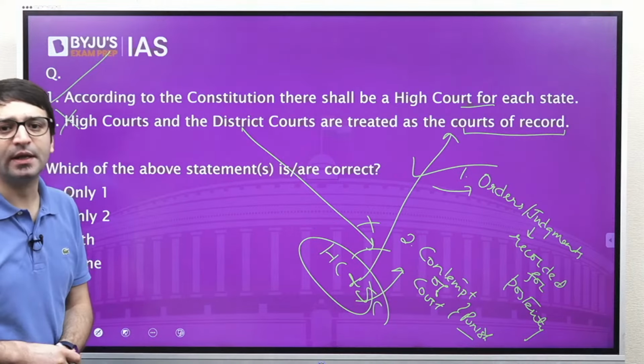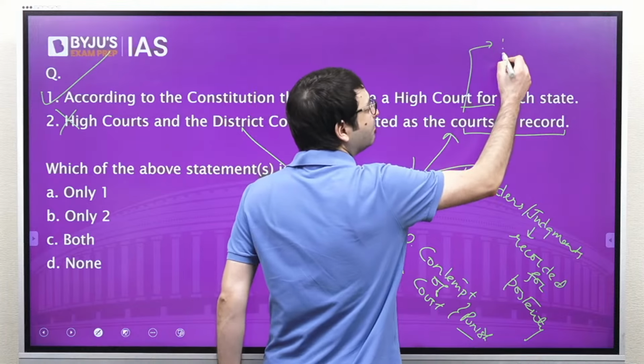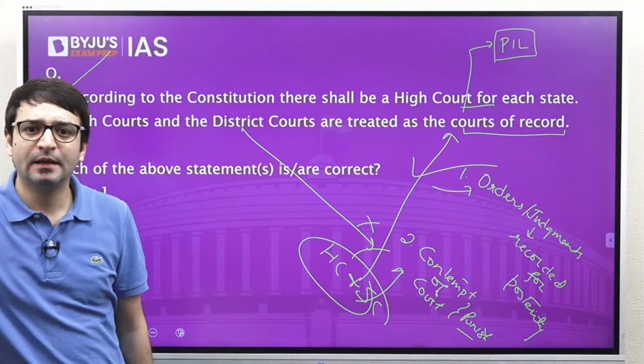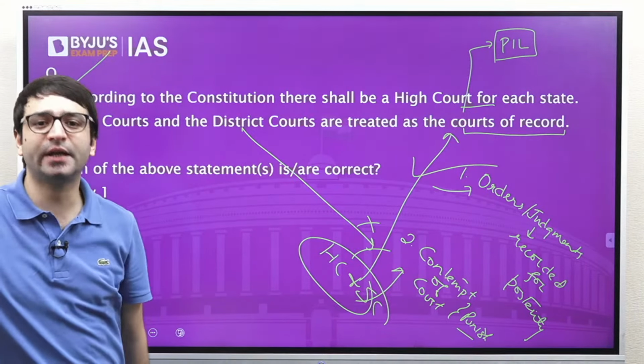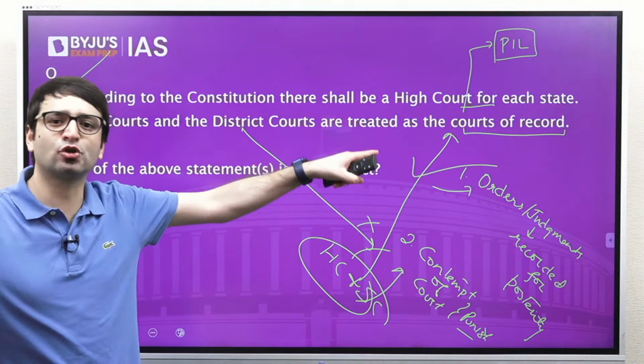And one more important thing, it is only in a court of record that a public interest litigation can be filed. Only in a court of record, which means a PIL, a public interest litigation, can be filed only in the High Court or the Supreme Court.